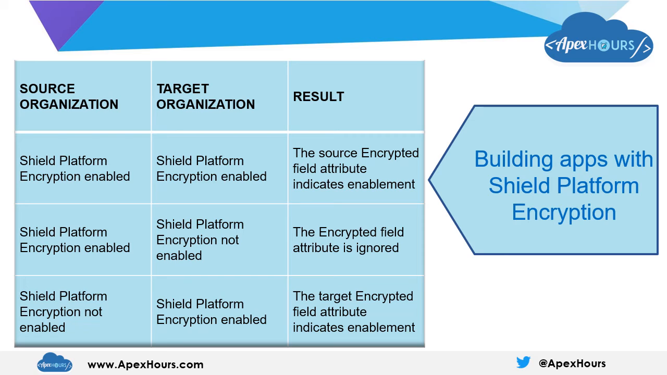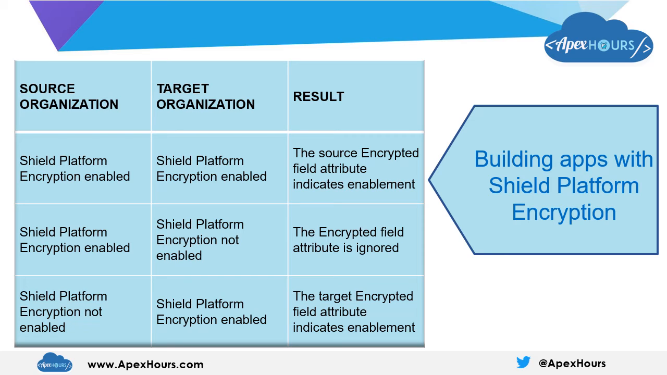There are a few considerations you have to keep in mind while building apps with Shield platform encryption. Let's see the consideration of source and target organization. When I say source, it is somewhere where you're developing the app, and target is somewhere you are deploying your app. It can be using various deployment methods or even as a managed package. So if the source is enabled and the target is also Shield enabled, then the result is that the field attribute indicates enablement. If source is enabled but target is not enabled, that means the encrypted field is ignored.